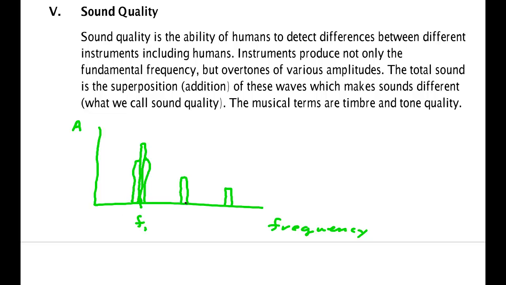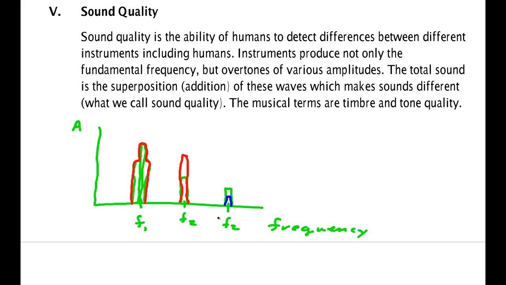So one instrument might have this much, and another instrument, for instance, might have a similar amount here to what I've drawn, but it might have more of this and maybe less of this one here. And what you hear is a superposition or summing of all these waves that have different frequencies.